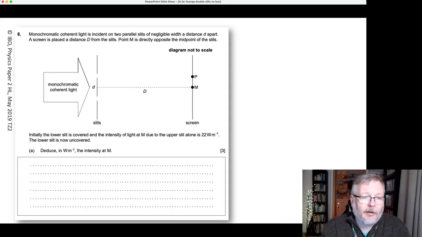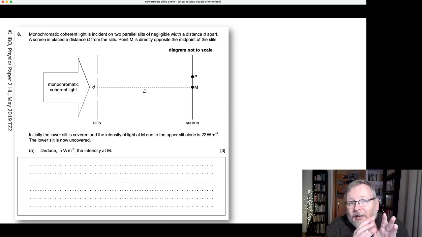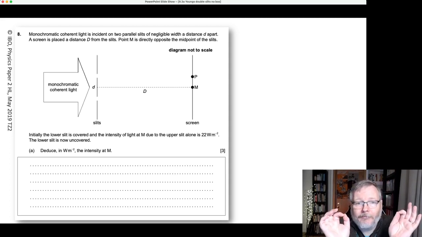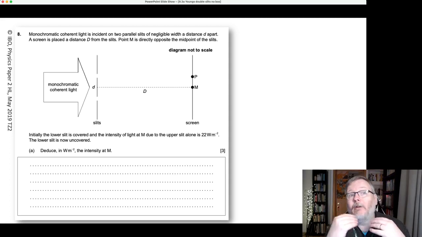Let's look from the 2019 May paper at a more involved question. The first part is actually not really from this little section, but we'll look at it anyway. You have again two slits of negligible width, a distance d apart. So initially, at least, we don't have to worry about the diffraction because it has negligible width. A screen is placed a distance big D from the slits. So immediately you should be thinking, what equation am I going to be using here? But I say the first part of the question doesn't actually go into that.